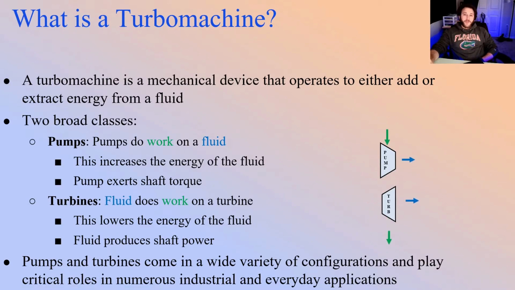A turbo machine is a mechanical device that operates to either add or extract energy from a fluid. There are two broad classes, and those are pumps and turbines. In pumps, work is done on a fluid to increase the energy of that fluid, whereas in turbines, fluid does work on the turbine, and this lowers the energy of the fluid. Both pumps and turbines come in a wide variety of configurations and have different applications in everyday life and in industry.